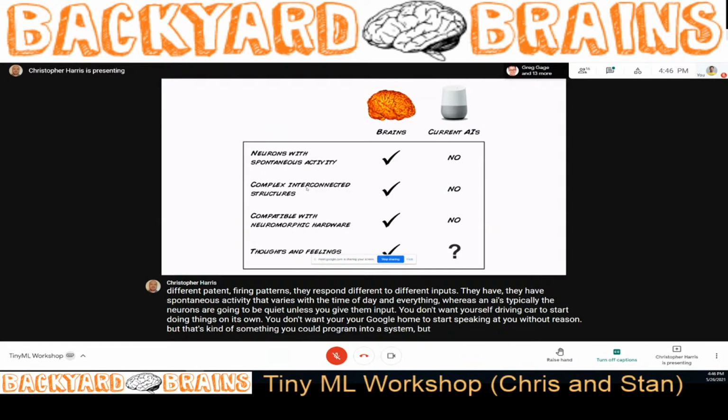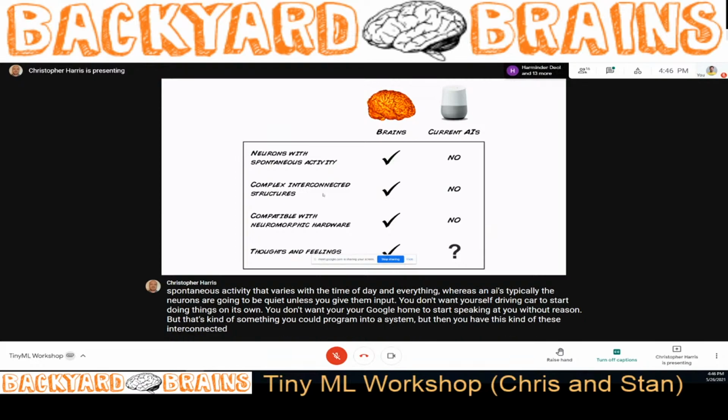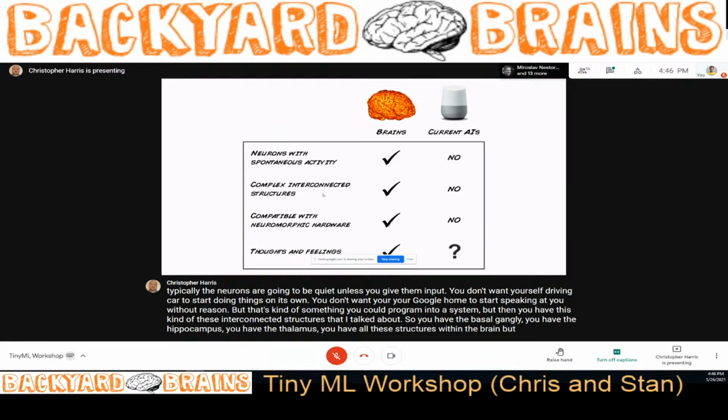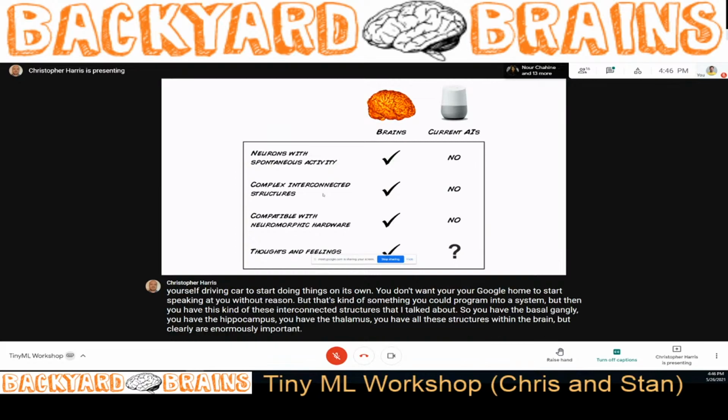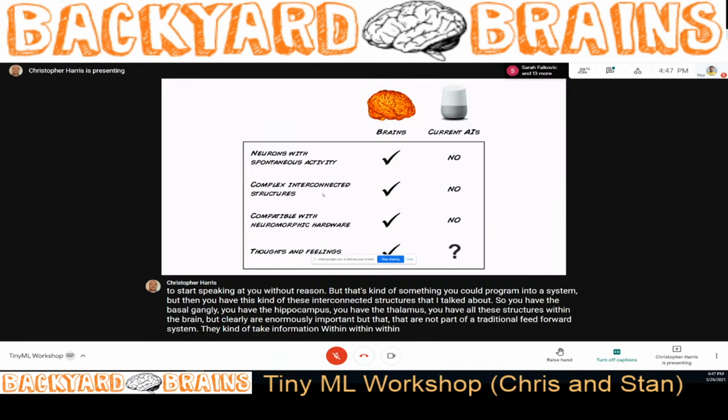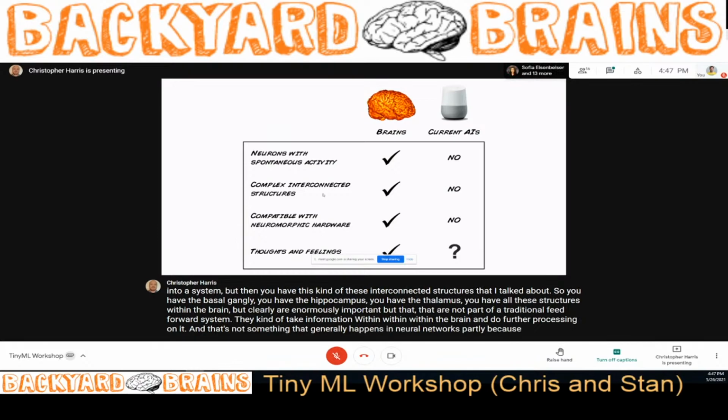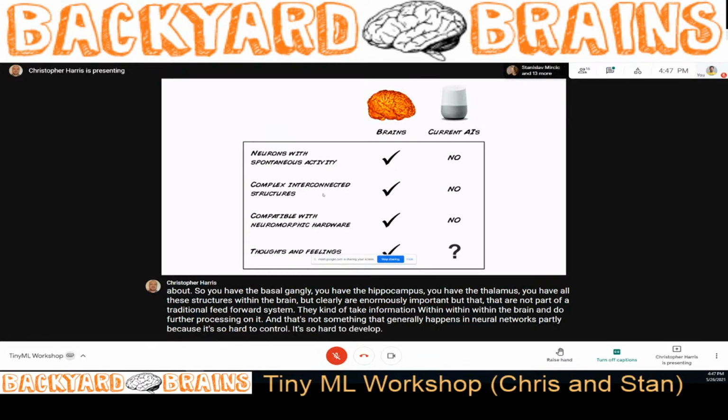But then you have these interconnected structures that I talked about. So you have the basal ganglia, you have the hippocampus, you have the thalamus, you have all these structures within the brain that clearly are enormously important, but that are not part of a traditional feed-forward system. They kind of take information within the brain and do further processing on it. And that's not something that generally happens in neural networks, partly because it's so hard to control. It's so hard to develop recurrent nets that do what you want them to do.